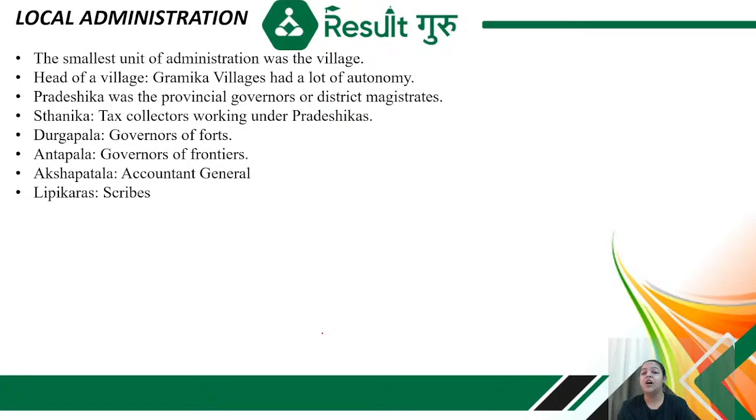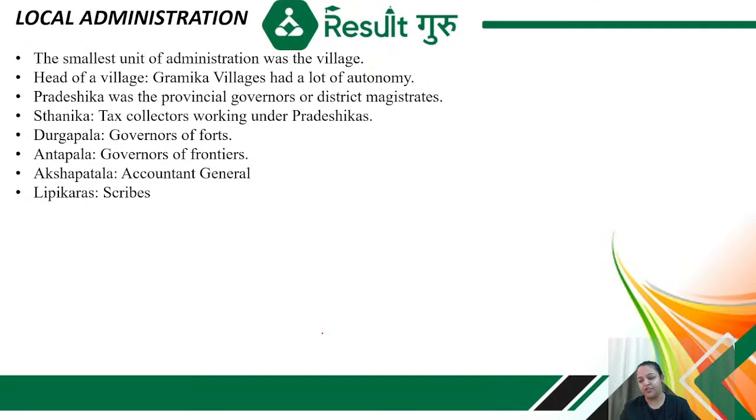So, the smallest unit of administration is village. Who is the head? Gramika is the head. We have Pradekshika. He is the district magistrate. Then we have Sthanika. He is the tax collector at the village level. We have Durgpal. He is the governor of forts. We have Antpal. He is the governor of frontiers. We have Akshatpal. He is basically the accountant general. And then we have the Lipikaras. They are basically responsible for scribing. They're basically responsible for writing things down. That is about the local administration.